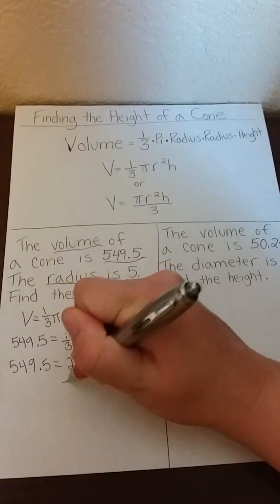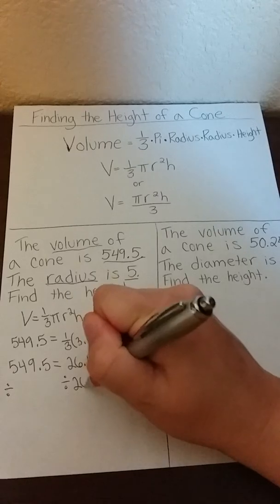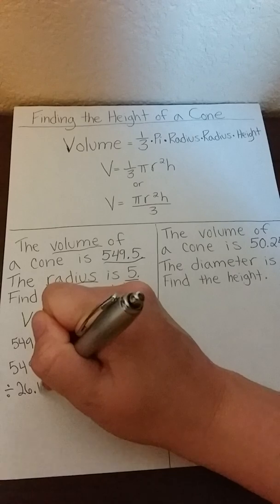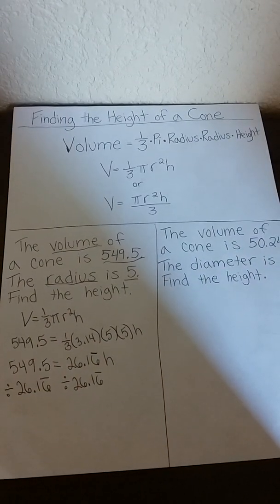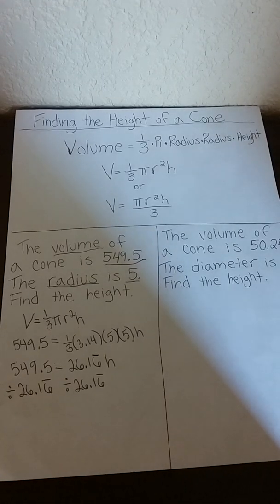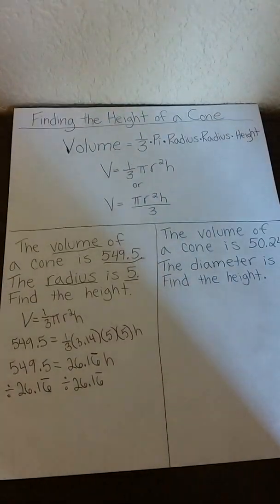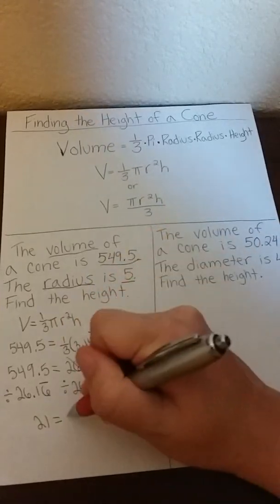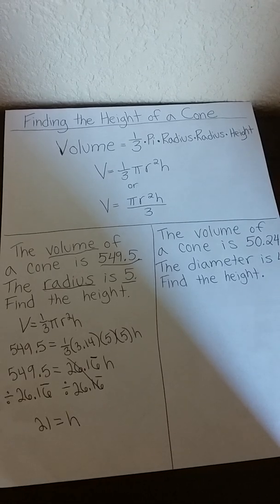Because our next step, to get h alone, we're going to divide both sides by 26.16 repeating. And again, you can't just put in 26.16, you'll get the wrong answer. You have to put in 26.16 repeating and repeat that 6 in your calculator. When you do that, you should get 21. So we have 21 equals, on this side they cross off, and you have h. So our final answer here is 21 equals h, which means the height is 21.